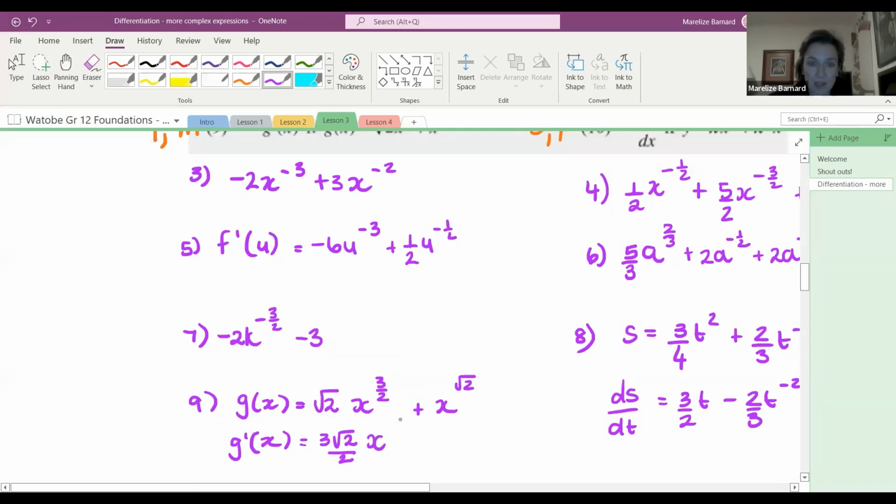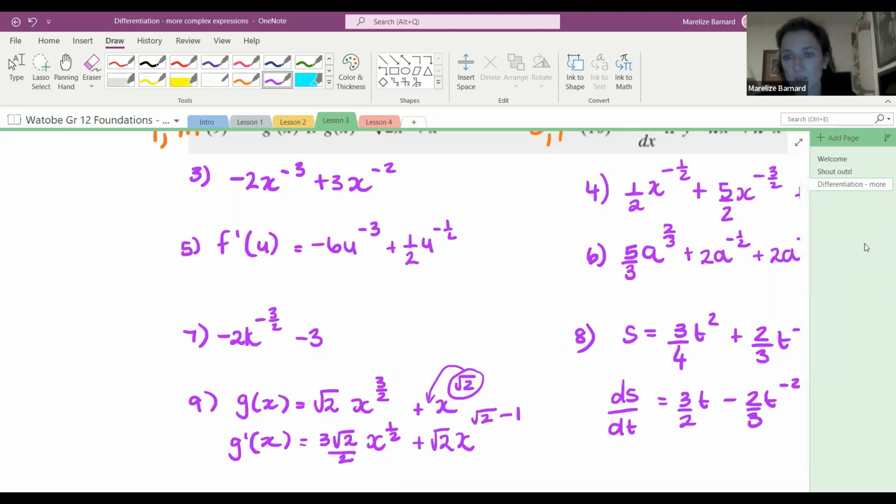And then this is going to be 3 over 2 minus 1. And that is a half. Then we take this exponent, times it by the coefficient of the x, which is just 1. So it's going to be root 2 x, and the exponent will be root 2 minus 1, because that's what the rule says. Take the exponent, times it by 1, subtract 1 from the exponent.